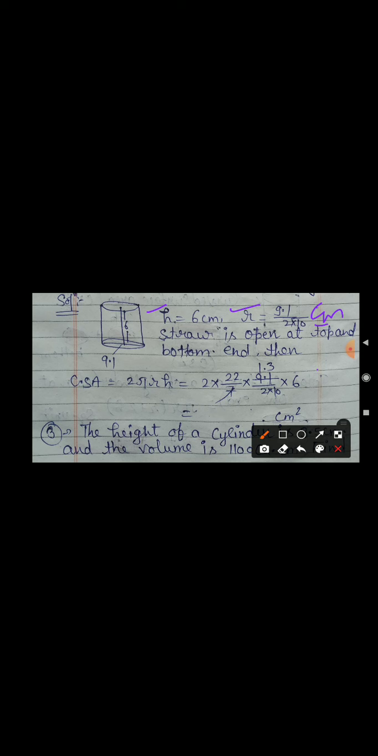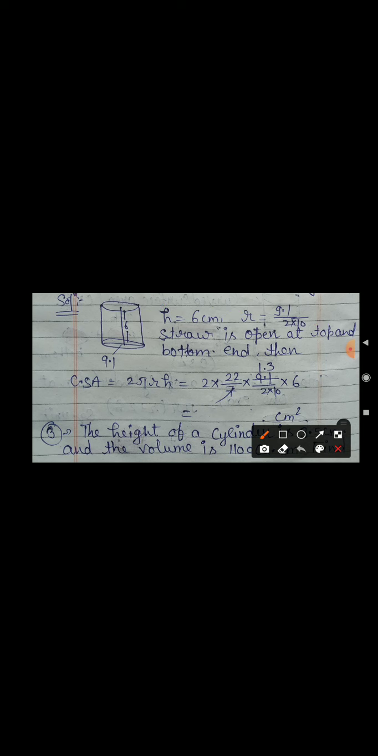So the straw is open at the top and bottom end, so you have to find the curved surface area of the straw. The formula is 2 pi r h, and put the values of r and h here. So 2 into 22 upon 7, r is 9.1 upon 2 into 10, and 7 cuts with this value, so that value is 1.3 into 6. Then you have 2 into 22 into 1.3 into 6, and multiply all these values.